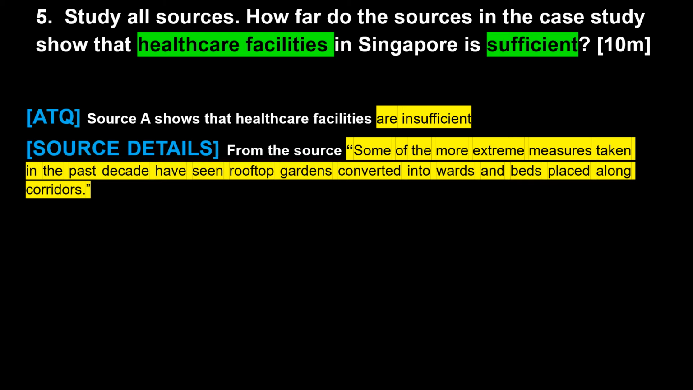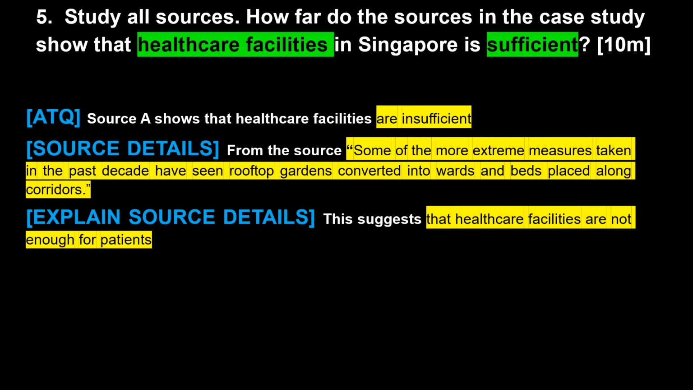Certain parts of, you don't have to copy everything from the source itself, but what exactly is the most important source detail that you can zoom in to show that things are insufficient. So some of the most extreme measures taken in the past decade has been the rooftop gardens converted into wards and beds placed along corridors. So what does this particular source detail mean? You explain the source details, all right? This suggests that healthcare facilities are just not enough for patients because you want to show that it is insufficient, right? And this is the one.